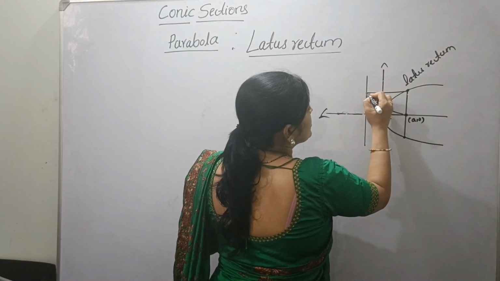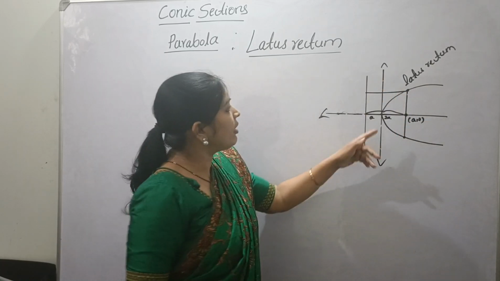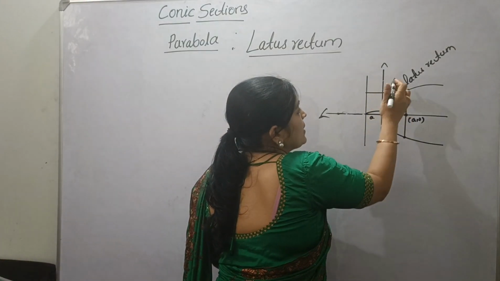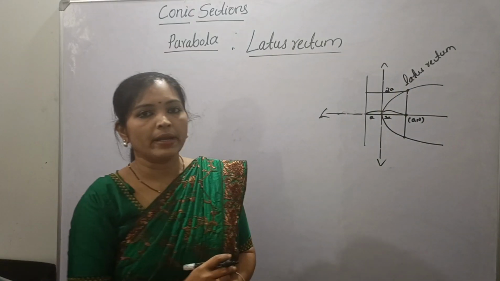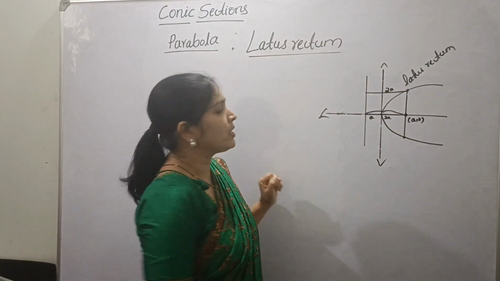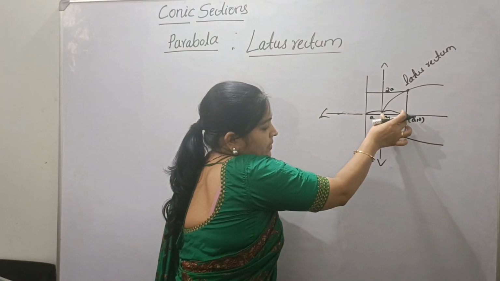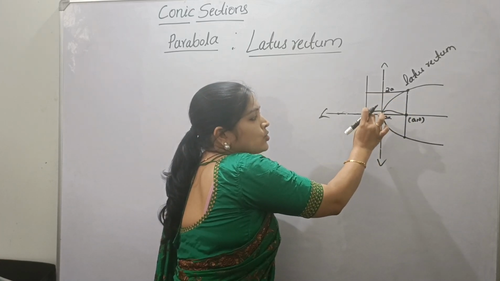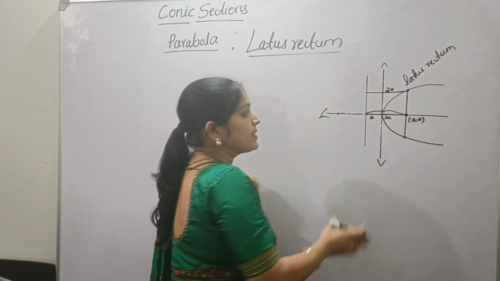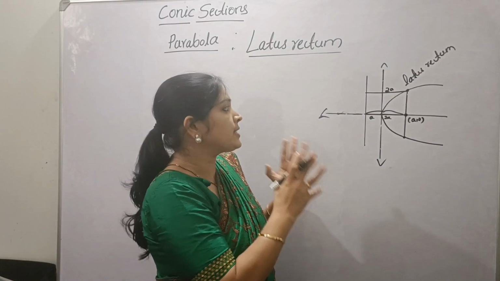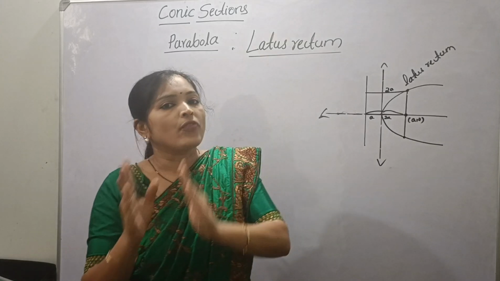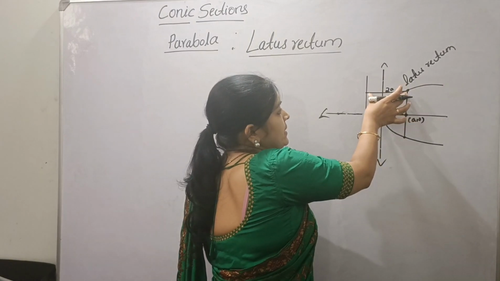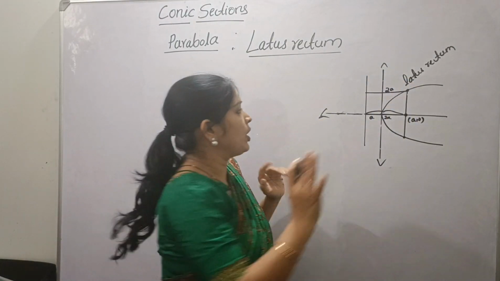So let us join this. What will be this length? If this is 2a, this is also 2a, right? Why? From the origin to the focus point is a, and from the origin to the directrix is also a. So a plus a is 2a. So the total distance from the directrix to the focus is 2a. So since it is 2a, by the definition of parabola, this is also 2a.